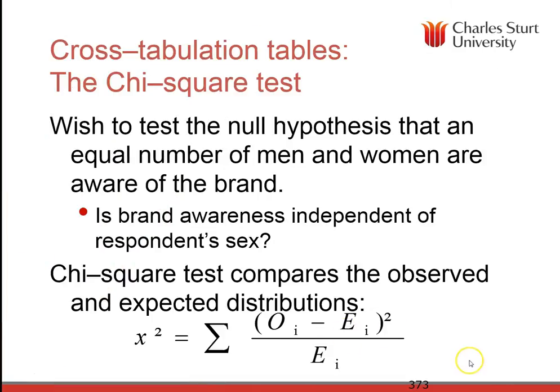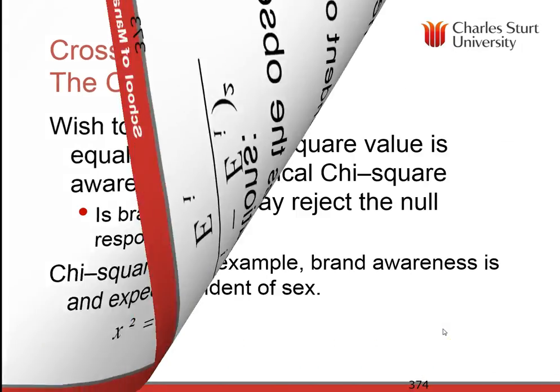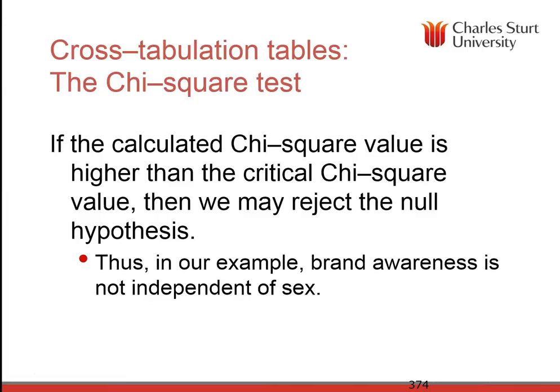So for the cross-tabulation, as we talked about earlier, we take the observed less the expected, squared, over the expected frequencies for each cell. We sum all that up, and we get our chi-squared value here. If the chi-squared value is higher than the critical value, which we'll look up in a table, or luckily in SPSS it will tell us, then brand awareness is not independent of gender.